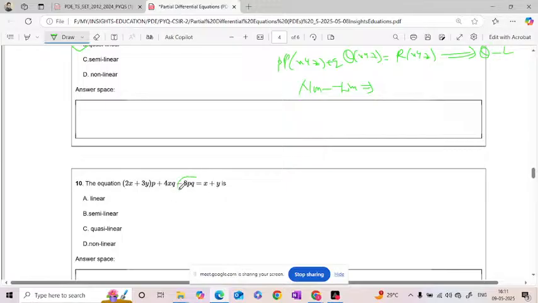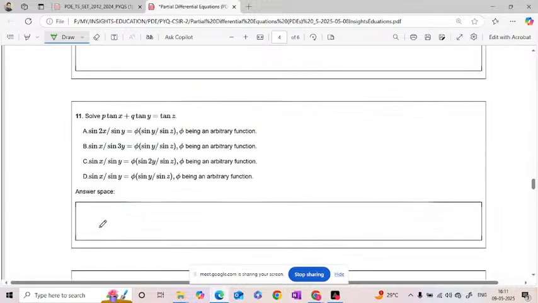Non-linear, because here there is a product of p and q, so it is a non-linear differential equation. Next one, p tan x plus q tan y is equal to tan z. Now what is the solution of the differential equation? Option D. Okay, now we'll check.